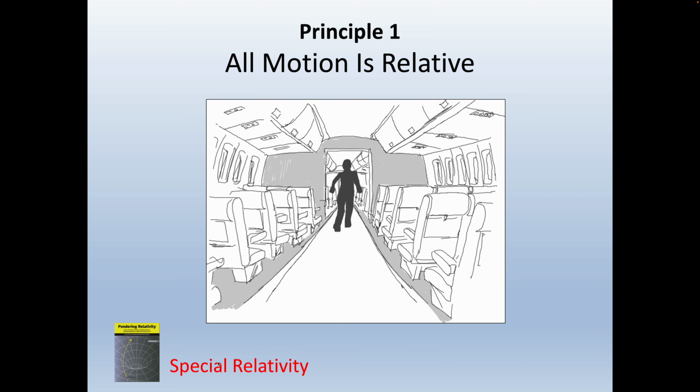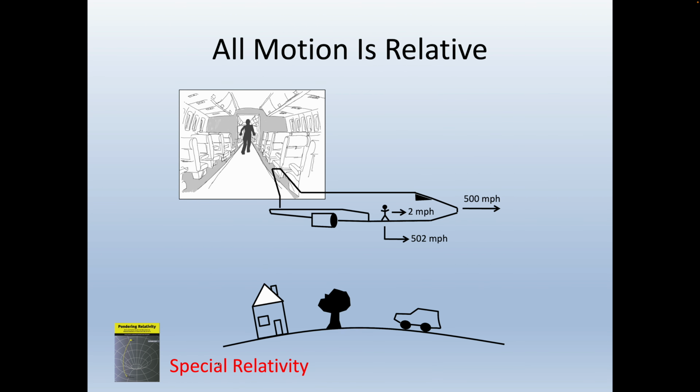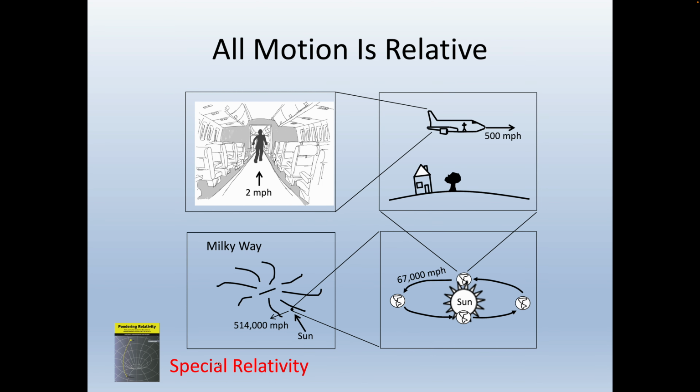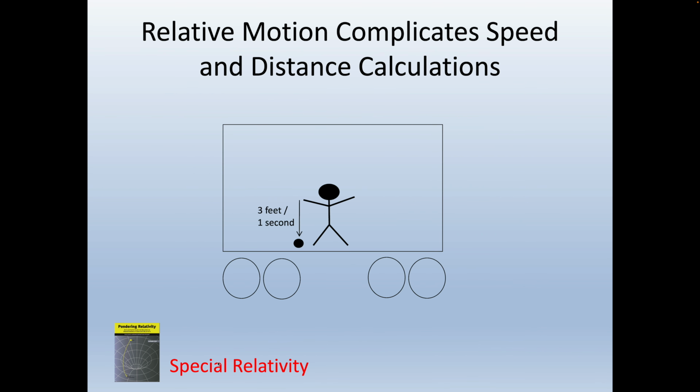For example, if you're walking down the aisle of an airplane, you're moving at, say, 2 miles per hour relative to the inside of the airplane. But if you realize that the airplane is also moving across the surface of the earth at, say, 500 miles per hour, you're moving at 502 miles per hour relative to the earth. But the earth is also orbiting around the sun, and the sun is orbiting around the center of the Milky Way. So if you were to pick either of these frames of reference, you'd be moving at a much faster rate. And this complicates the measurement and calculation of speed and distance.